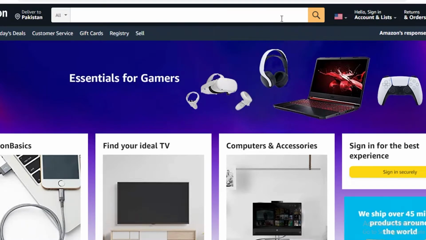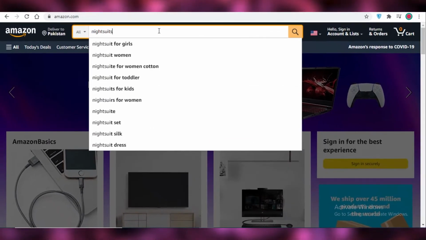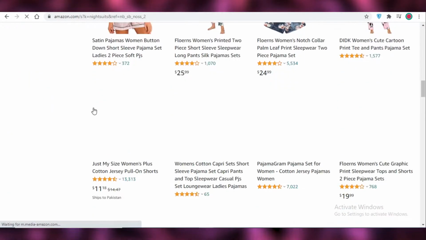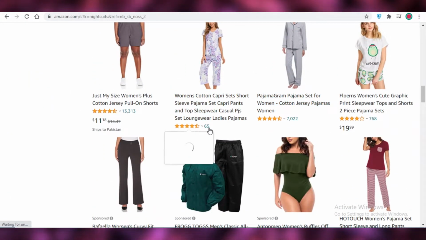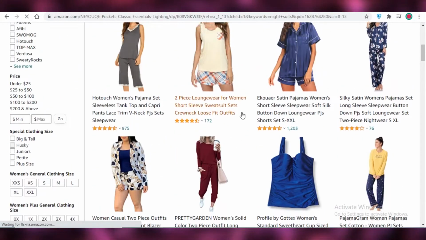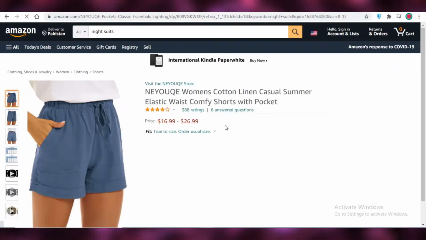Next up, you can also take a look at Amazon. So if you're about to sell or invest in women's night suits, you're just going to search in night suits. And then you're going to take a look at how many people are already selling this product, how many reviews do they have, and what pricing are they on. You need to make sure you are able to accurately price match them.